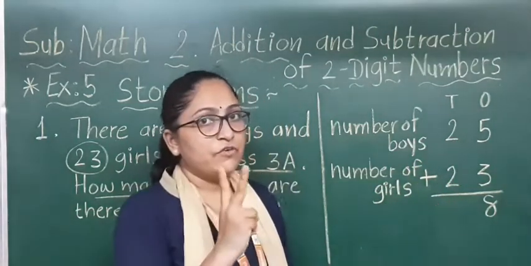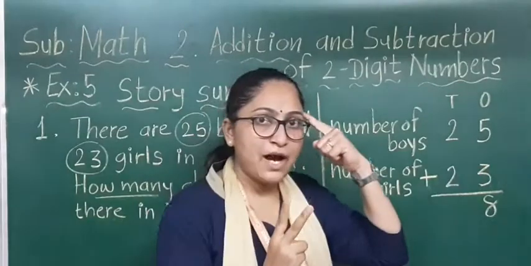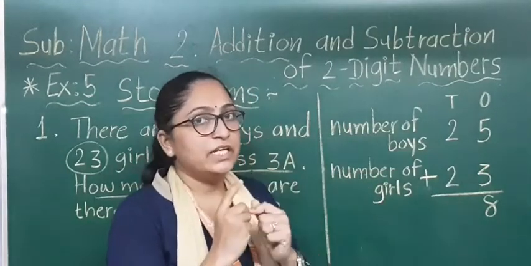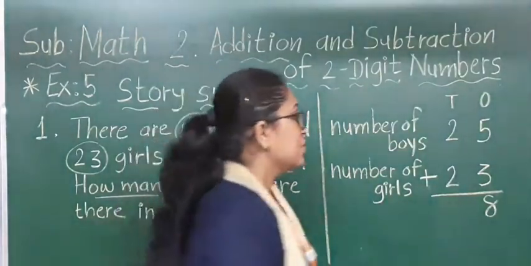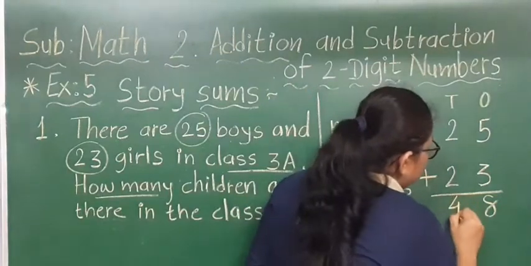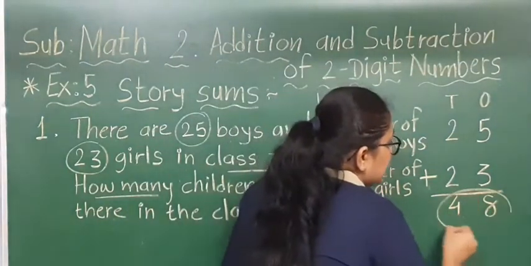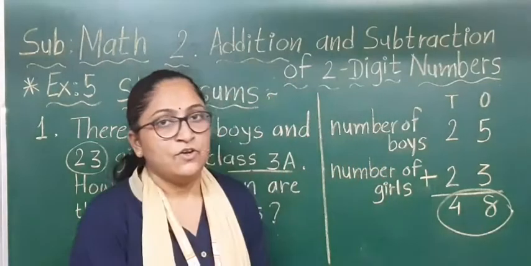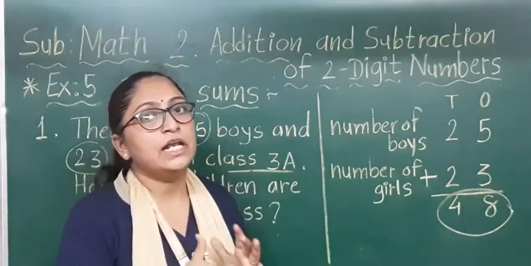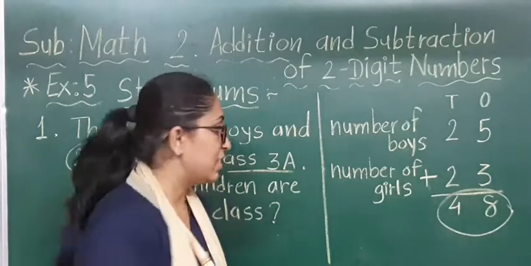One number in your finger, one number in your mind. After 2, 3 and 4, right? So we got the number 4 here, write down in tens place. Now our answer is 48. 48 is the total number of children, right?